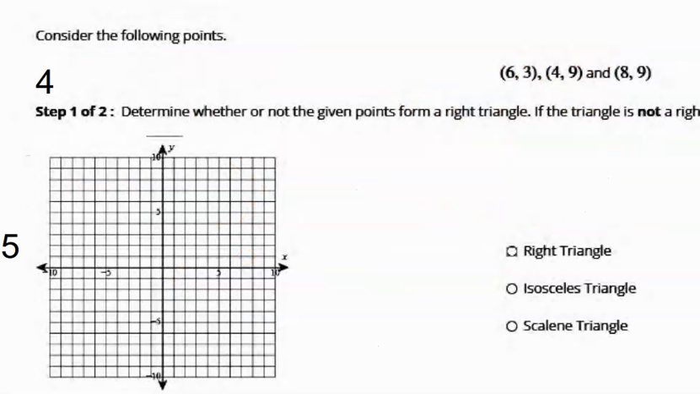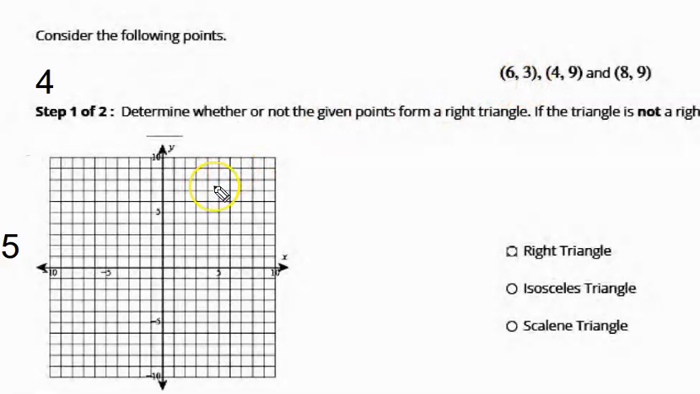Now, for this one, I made it a little bigger, and again, they didn't give me the graph. I had to put that there myself. But let's take a look at this, because they want you to determine whether or not these given points form a right triangle, and if the triangle is not a right triangle, is it an isosceles where two sides would be equal, or a scalene where no sides would be the same? So you could put all of these in the distance formula, but that's a lot of work. But let's just sketch it and see what we get.